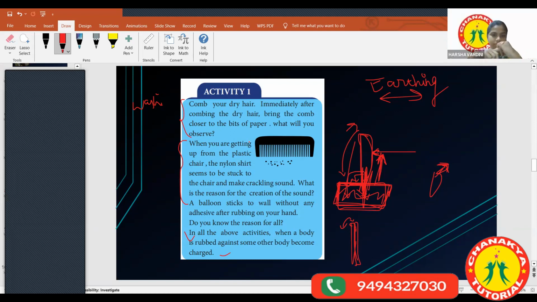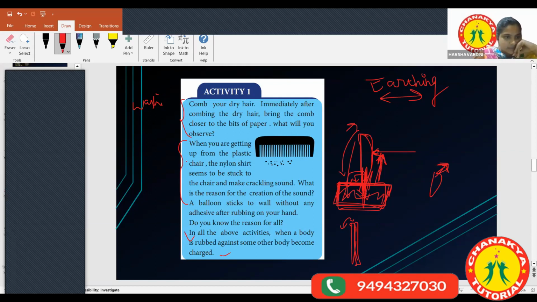Yes. What did you observe from that activity? I observed that the comb attracted the pieces of paper. Yes, bits of paper. Fine. Good.